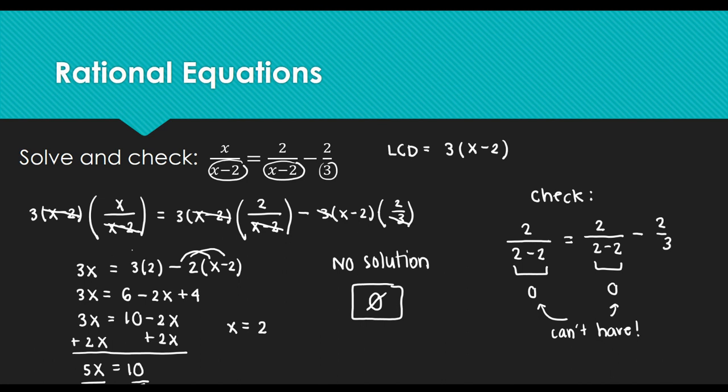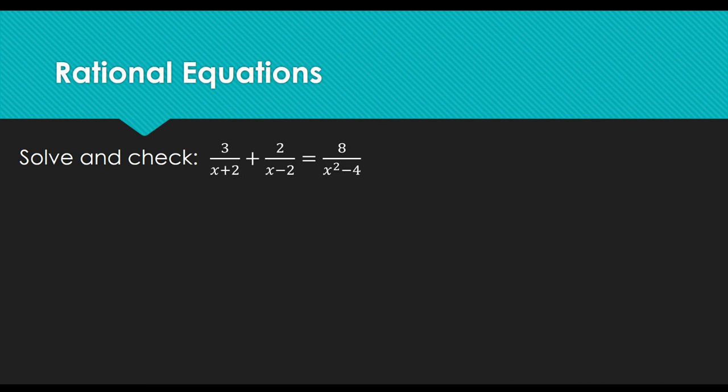All right, so that's why it's super important to check your work. And if you don't, you're not going to always have the correct answer. So please do that. All right, let's take a look at this example. Solve and check. So we've got 3 over x plus 2 plus 2 over x minus 1 equals 8 over x squared minus 4. Notice that our denominators are binomials.